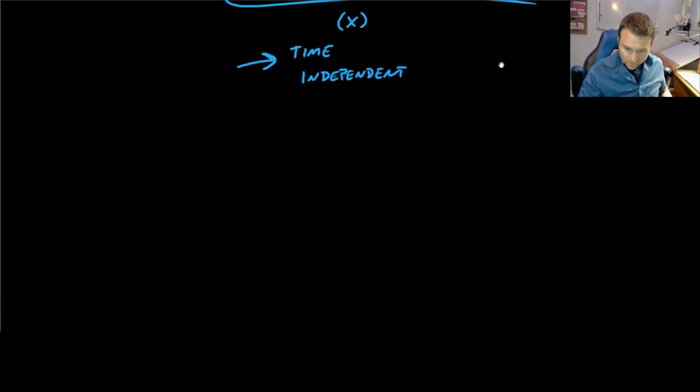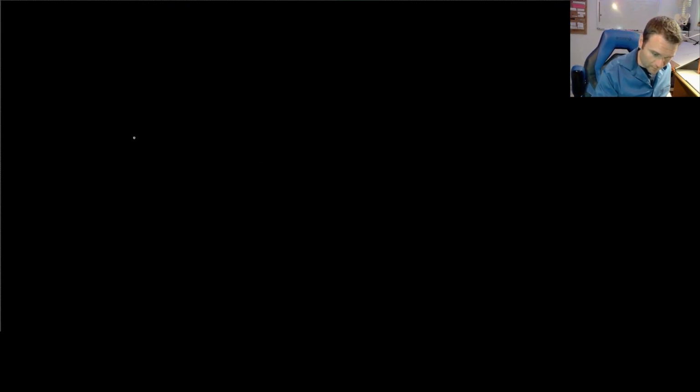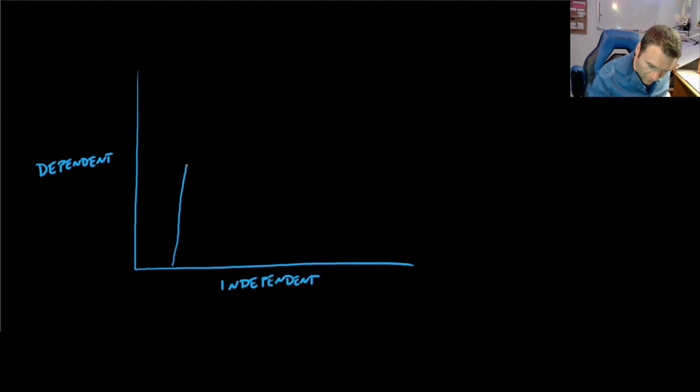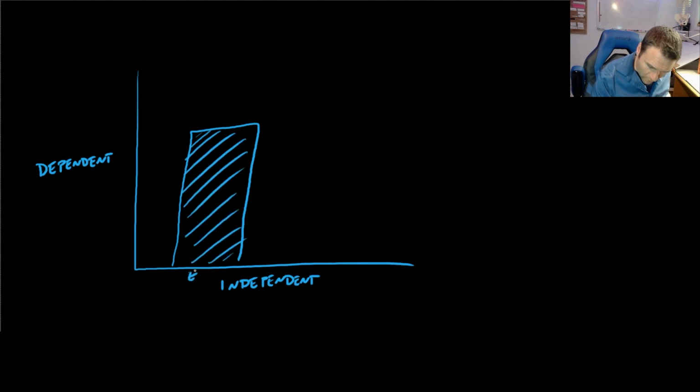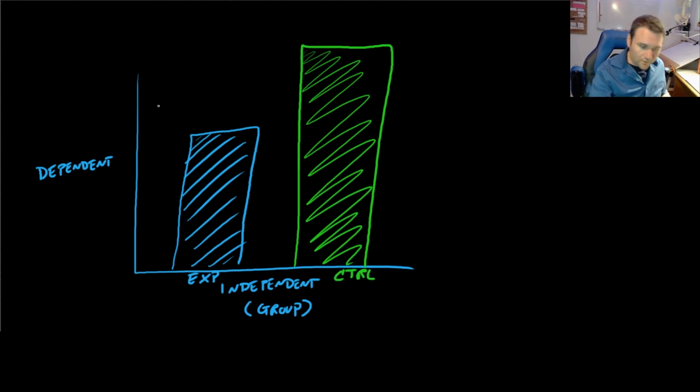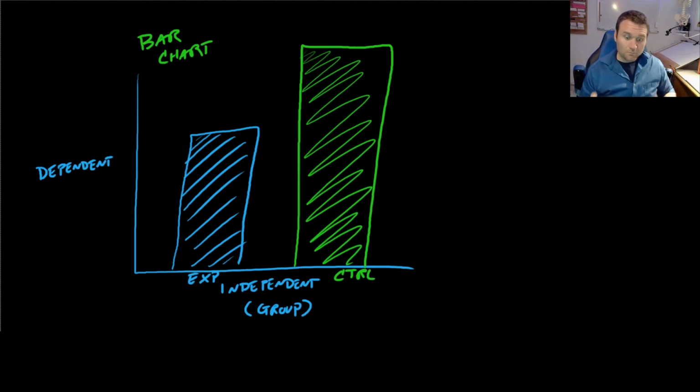In that situation, again, we have the dependent variable on the y-axis, and then we have the independent variable on the x-axis. In our case, we just want to compare the final results. Our independent variable is going to be our groups: experimental group, control group. This is a bar chart. Really good for just getting a good idea of the comparison between two groups.